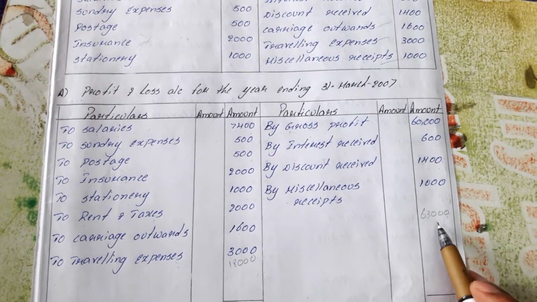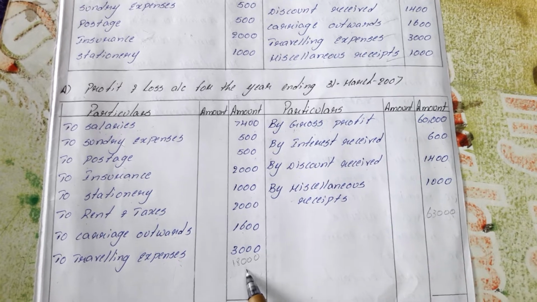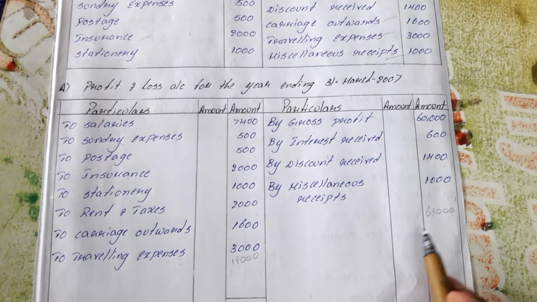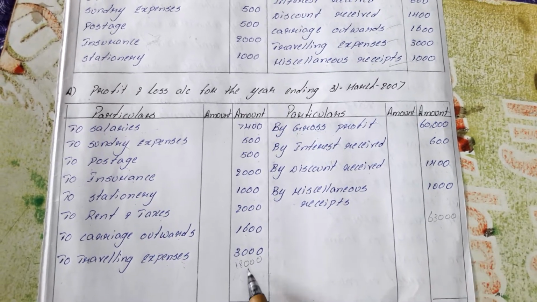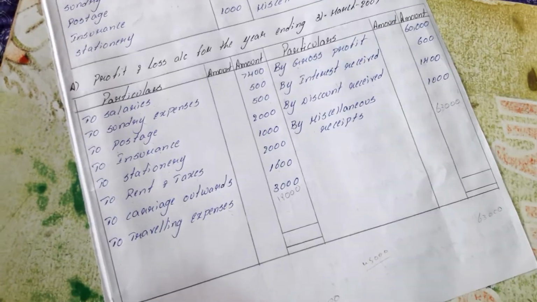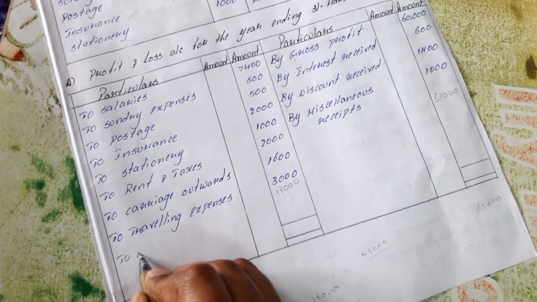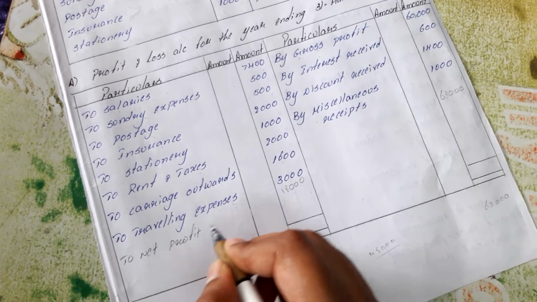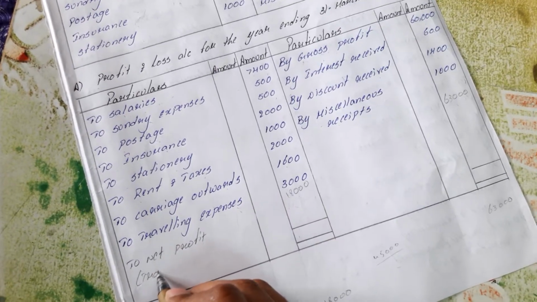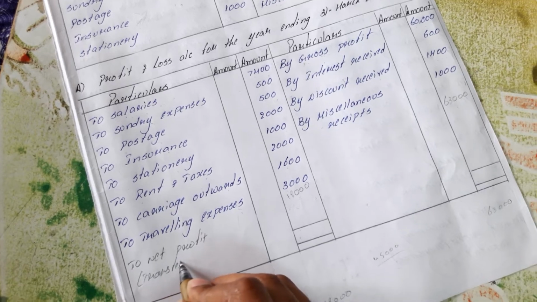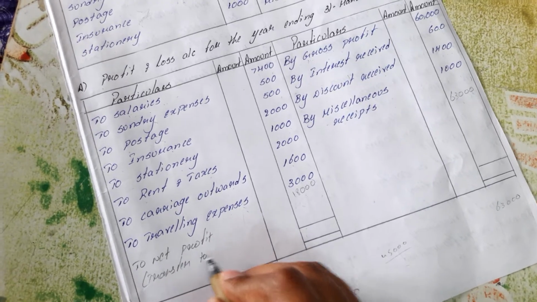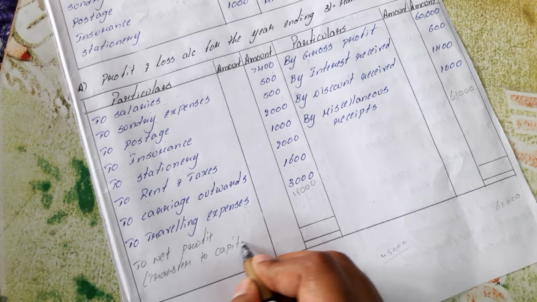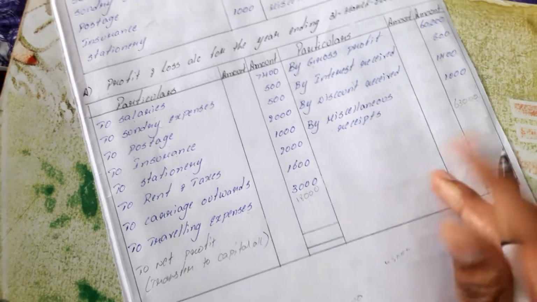So which is higher? Our incomes are more when compared to our expenditure, so we are in a profit. When our incomes are more when compared to our expenditures, we will be in a profit. So what we will write is net profit. The company has gained profits, so we have to transfer the profit to the capital account.